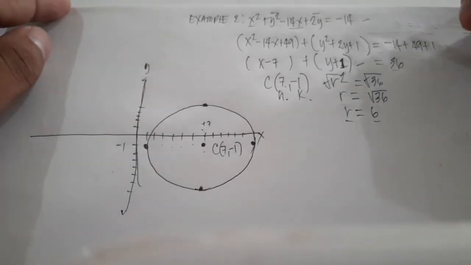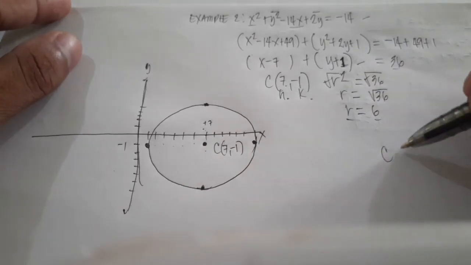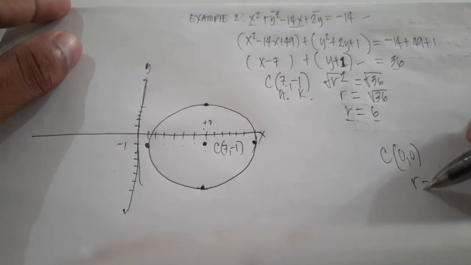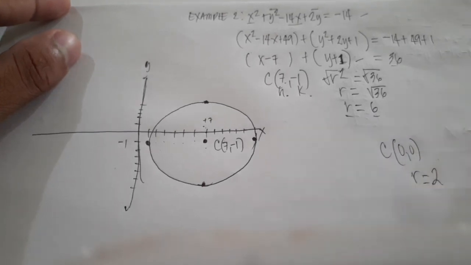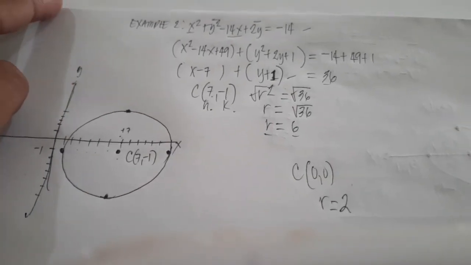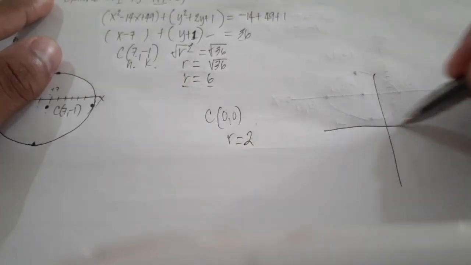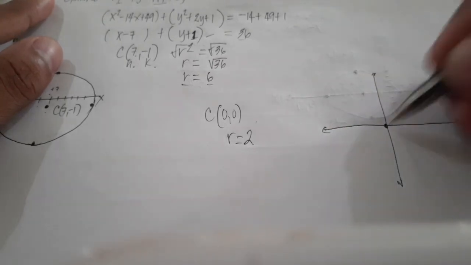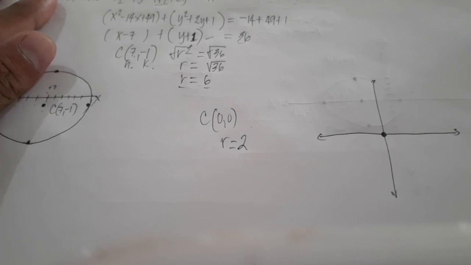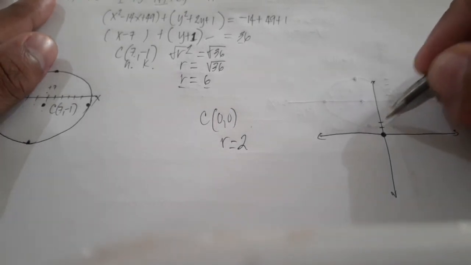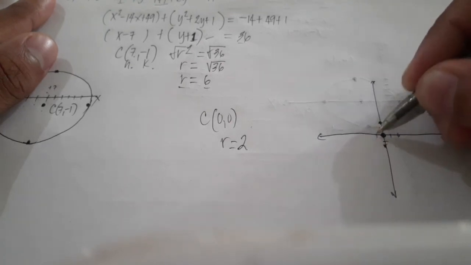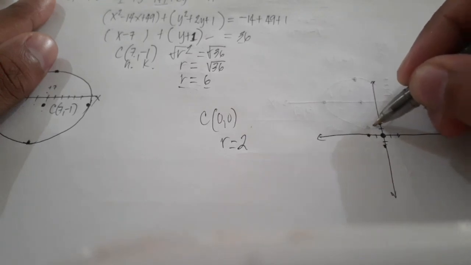So if the given is already the center, for example at (0, 0), and the radius is equal to 2, you don't need to do any solving anymore. We're going to directly sketch the graph of this one. The center is at (0, 0), so we all know that the center, or the origin at (0, 0), is the middle point of our graph. The radius is 2. So 1, 2. 1, 2. 1, 2. 1, 2. So this is what our circle looks like.